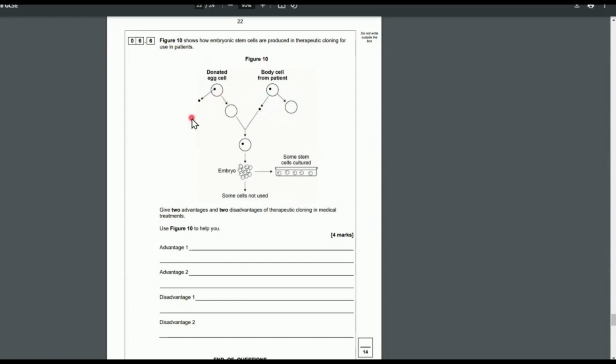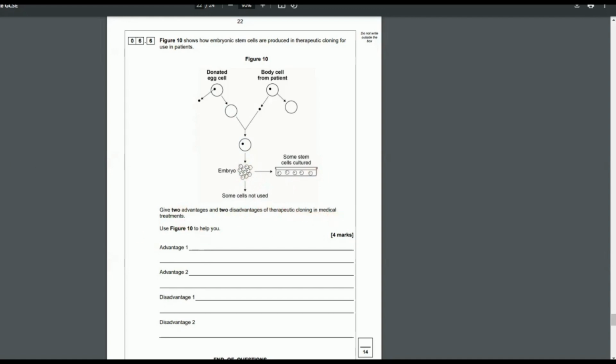So we chuck away all the DNA from the egg cell and we insert the nucleus from the patient cell into this empty egg cell. We zap it with a little electricity. It thinks a sperm and egg have joined when really you've just put the full DNA of an adult into that egg cell. It will then start to divide and differentiate and clone itself by mitosis and specialize, and it becomes an embryo. They're all identical still then, but then some of the stem cells are cultured, some cells are not used. Give two advantages and disadvantages of therapeutic cloning in medical treatments.